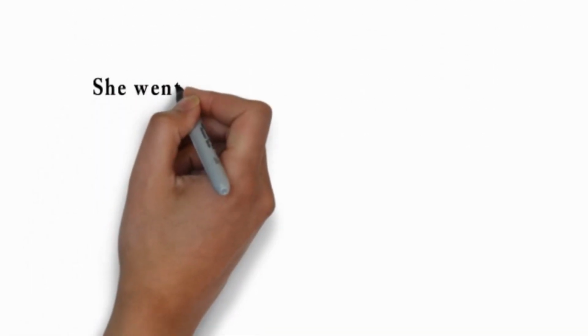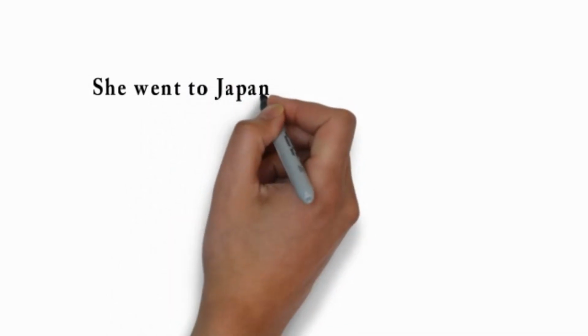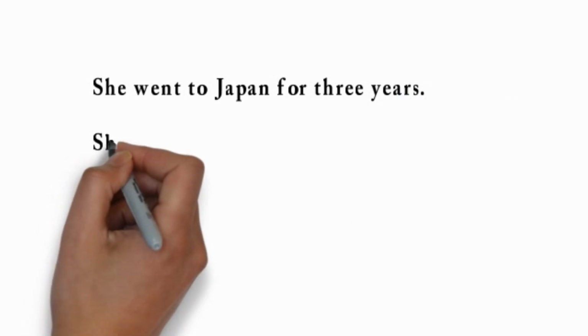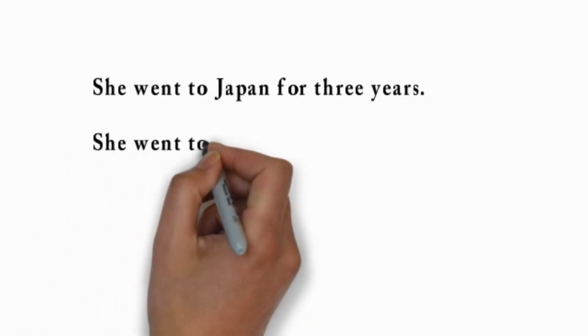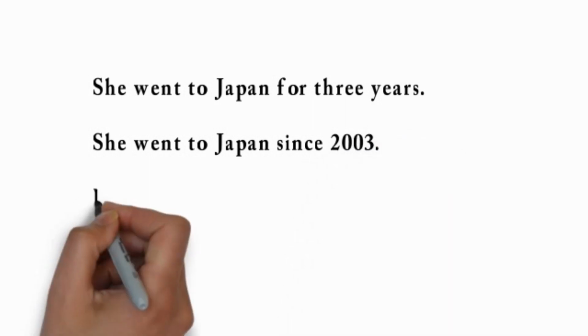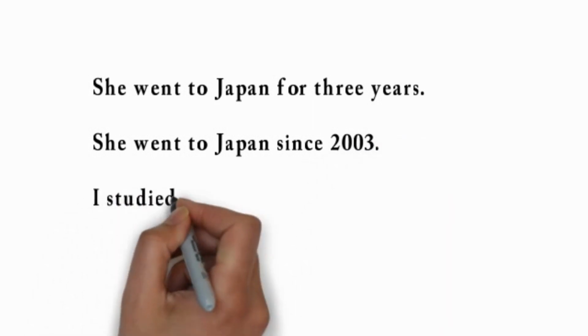Anotherly, while we can use the preposition for in the simple past tense, we can't use since in the simple past tense. Since can only be used in the perfect tense. See the example.